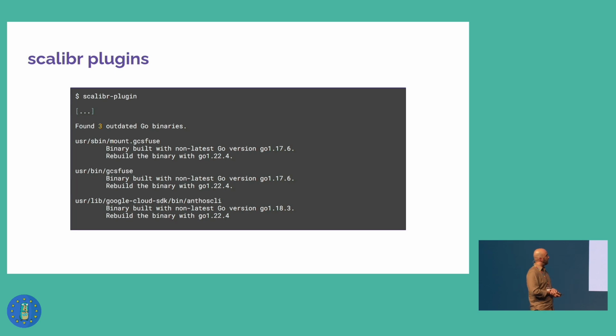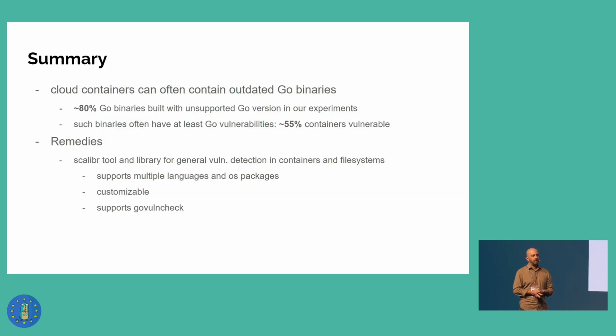And as a summary, I'm just going to repeat what we found. Basically, a lot of cloud containers have outdated Go binaries, and they have a lot of vulnerabilities, a lot. And we should address this somehow. And we have govulncheck and Scalibur as tools that can help with that. That is all, and thank you so much.